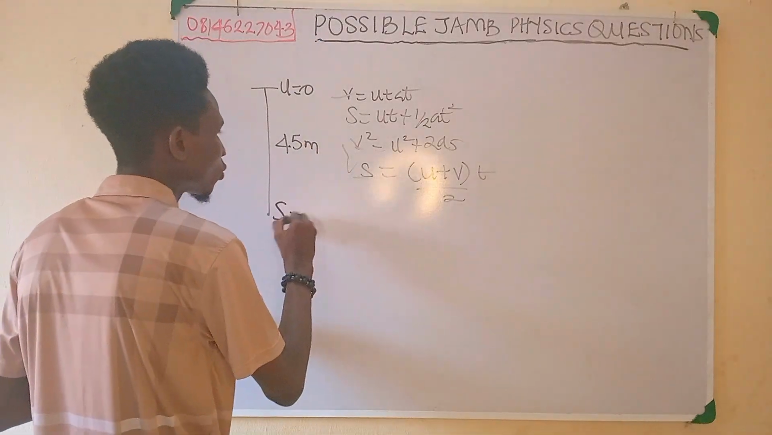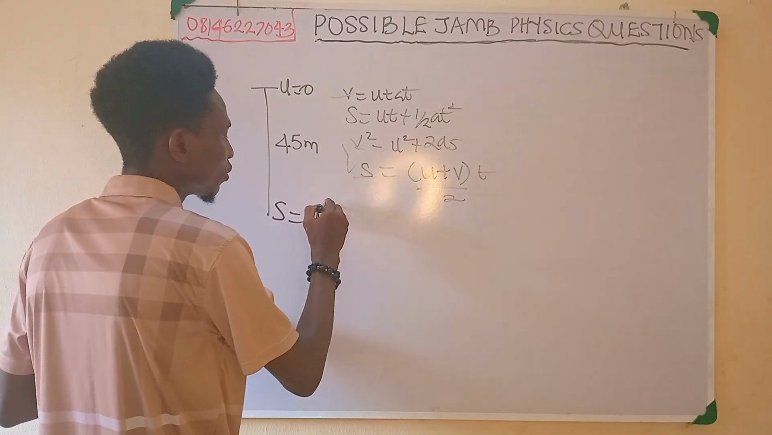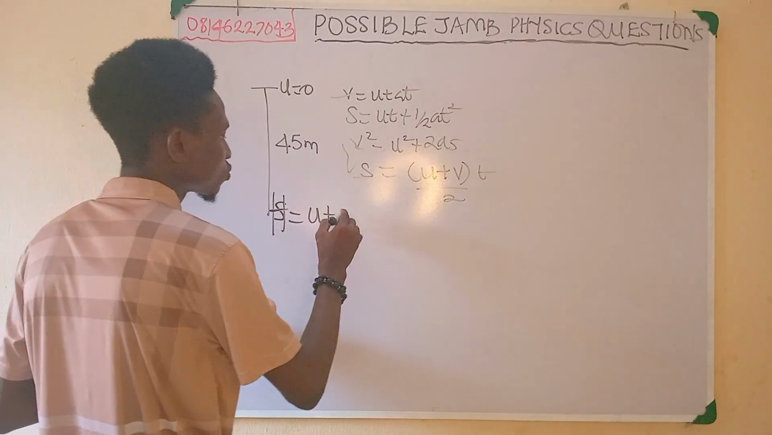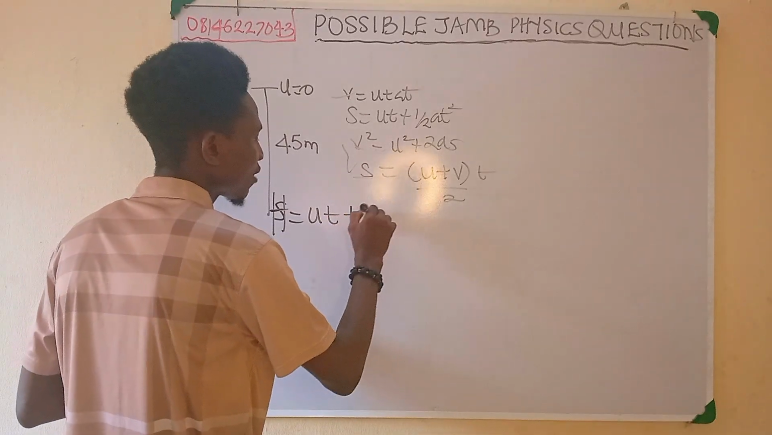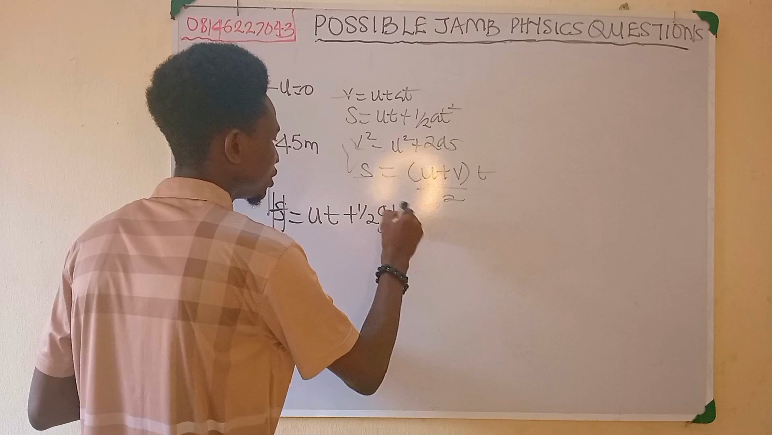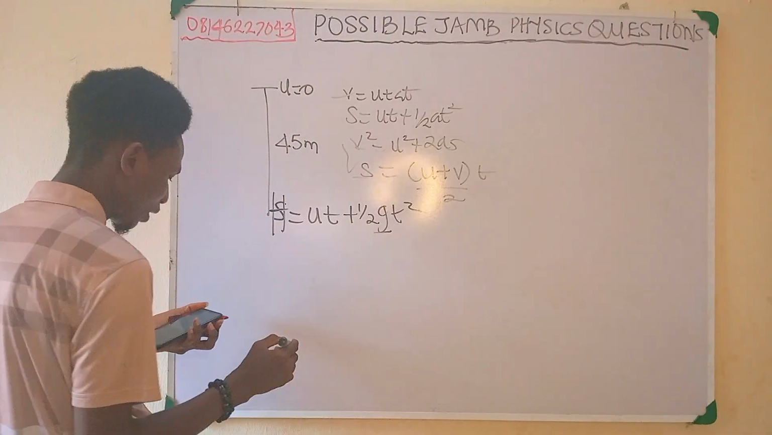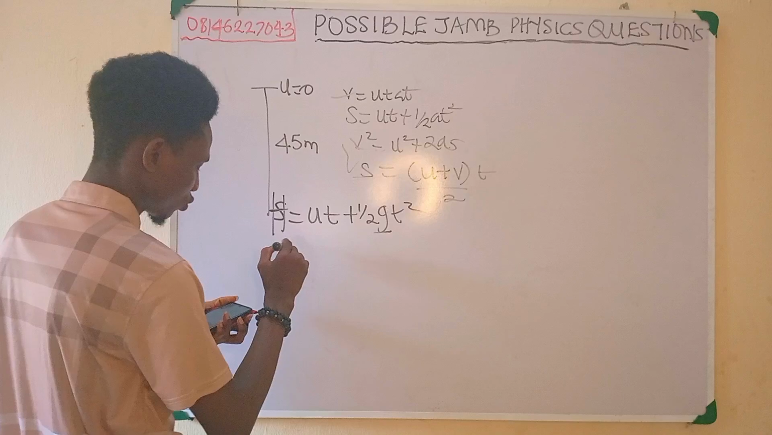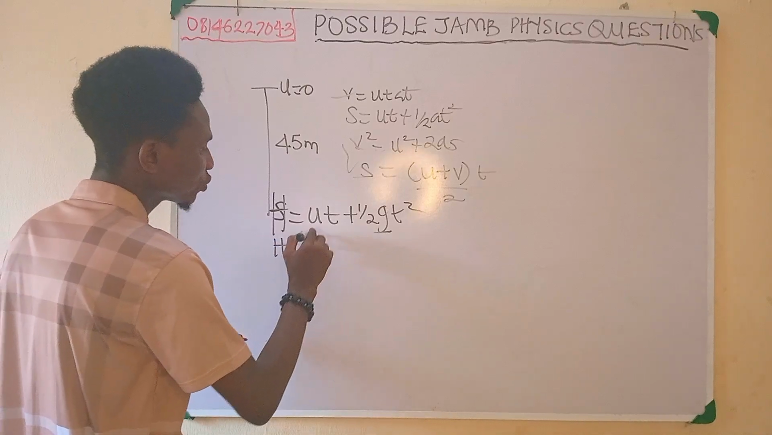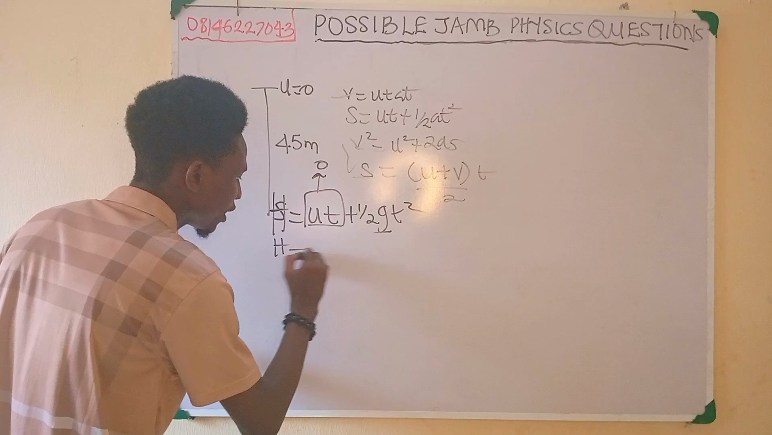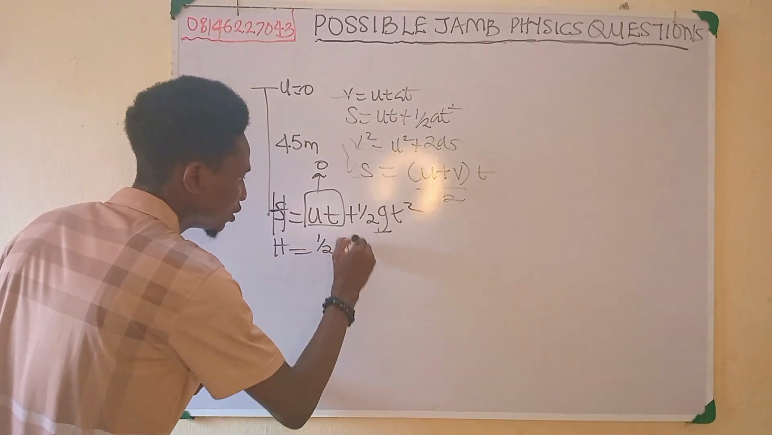You're going to get h equals ut plus half gt squared. Acceleration is g. So what are we looking for? We're looking for the time. And u equals 0, so we can remove this term because it's equal to 0. So we have h equals half gt squared.